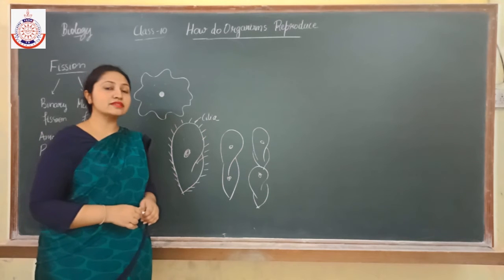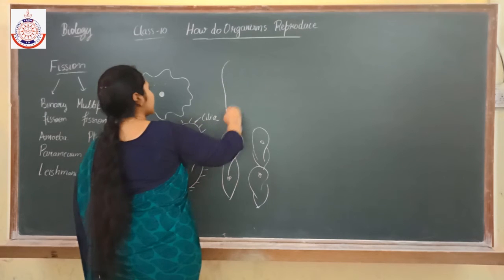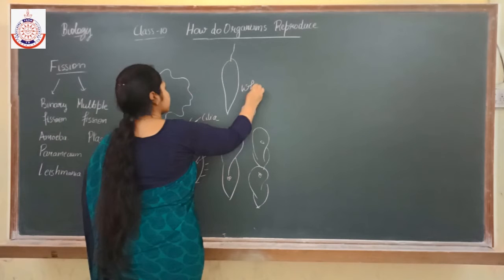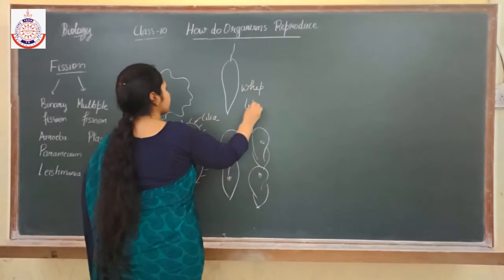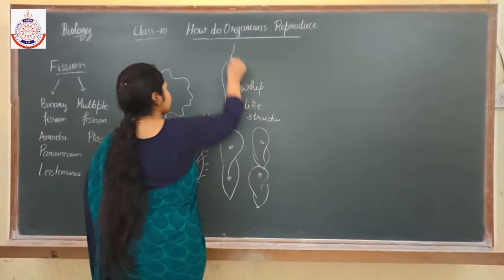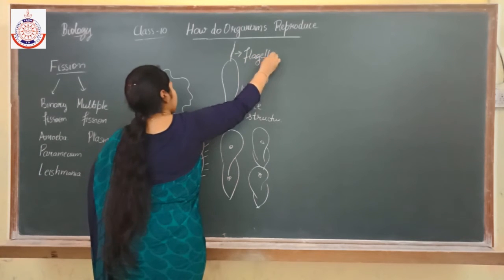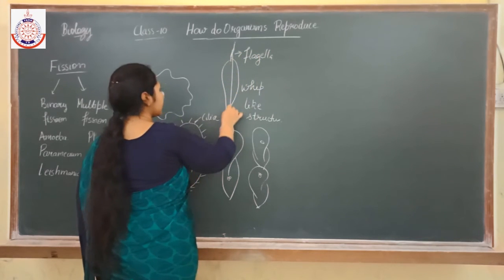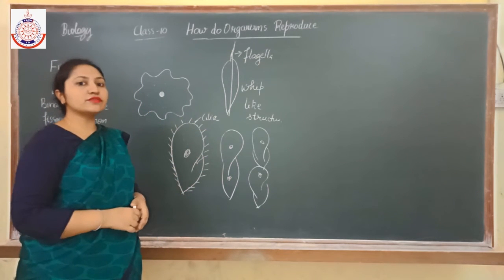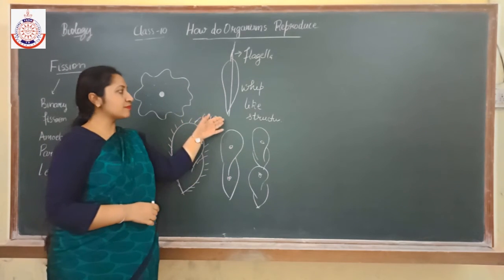Now next we will discuss Leishmania. Leishmania has a whip-like structure. Why? Because it has a flagellum over it. And the division always occurs in the longitudinal manner in the case of Leishmania.